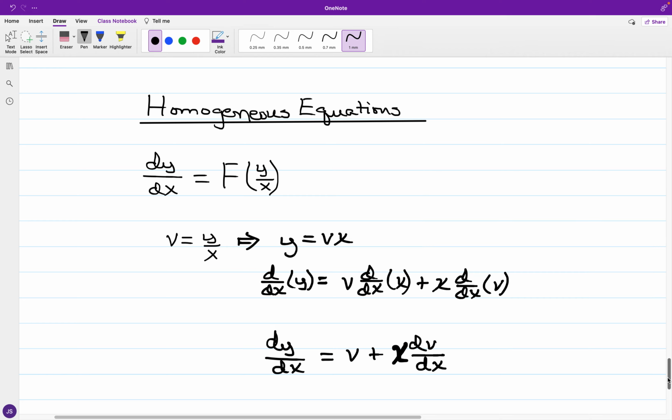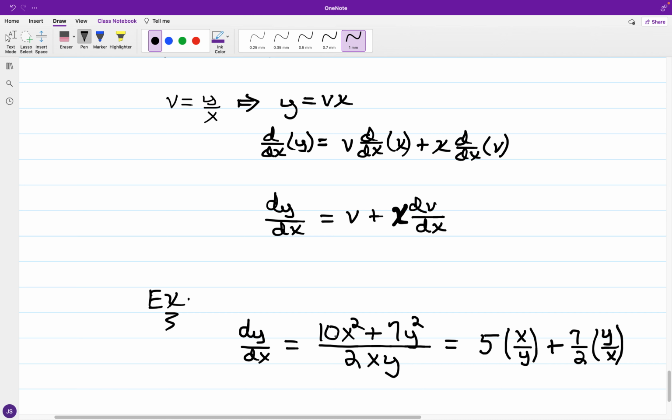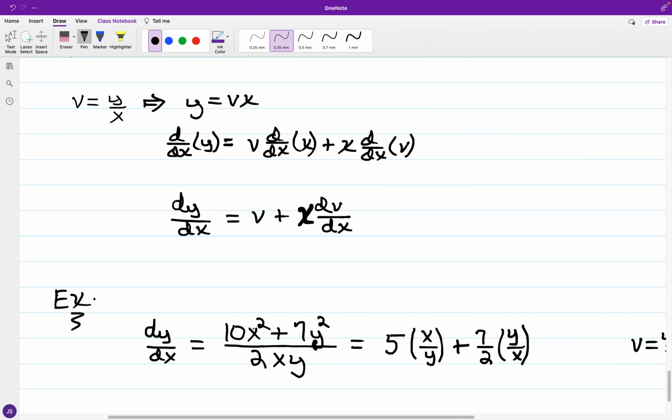Now, as a case of a homogeneous equation, let's say dy over dx is equal to 10x squared plus 7y squared over 2xy. If I separate the terms, 10x squared over 2xy leaves a degree in x at the top and y at the bottom, and 10 halves goes to 5. And 7y squared over 2xy is going to be 7 halves of y over x. Again, letting v be equal to y over x.